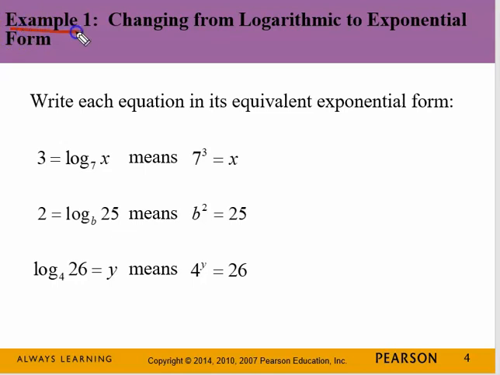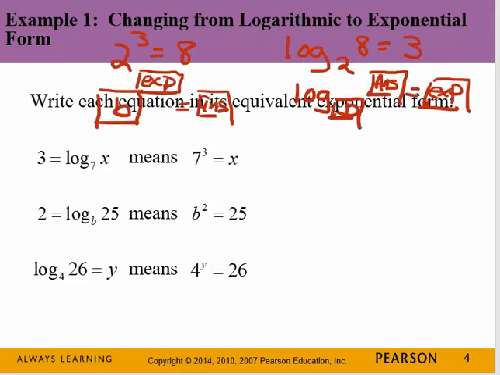Now, for example 1, we're asked to convert each from its log form to its exponential form. And let's go to our little boxes again. You have this on the other page, but I wanted to put it here again so we can use it. So here it is in its log form. So our base is 7. Our exponent is 3. And our answer is x.